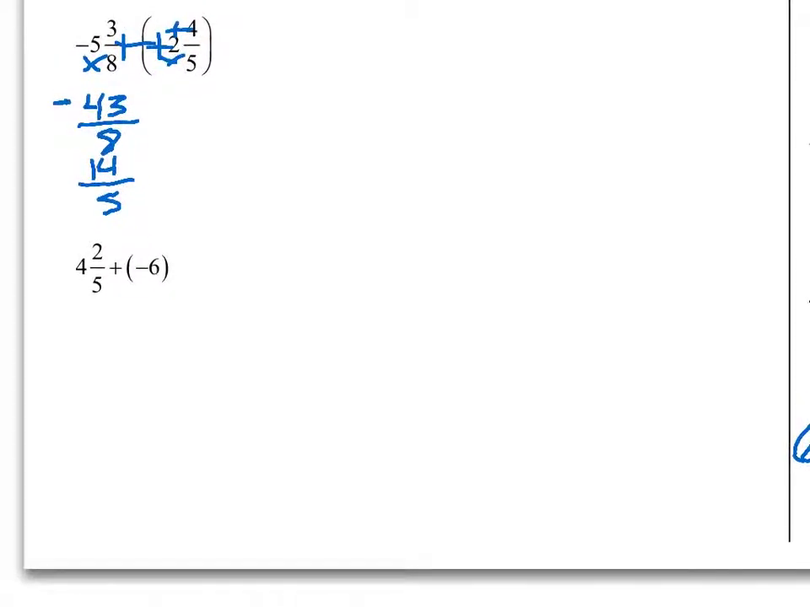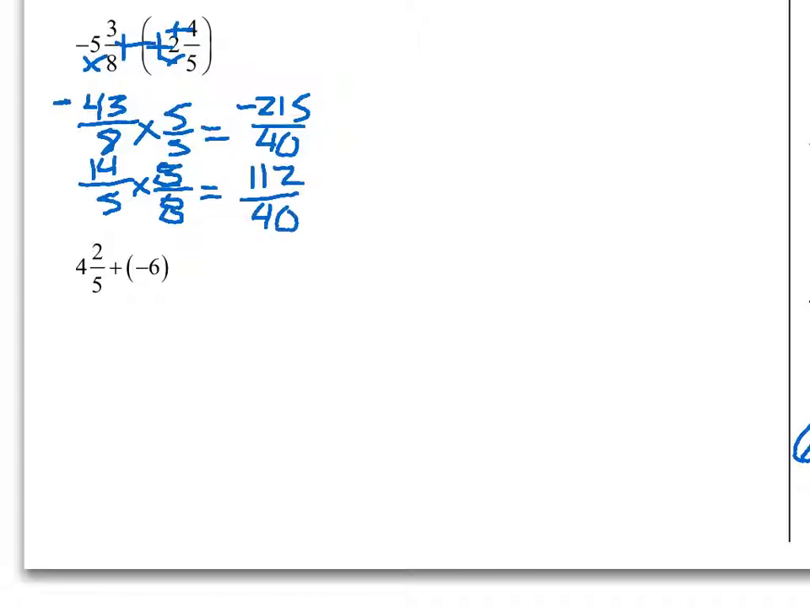All right. And so we wanted our common denominators. The common denominator here is going to be 40, so I'm going to multiply by 5 over 5 here. That's just a multiplication of 1. That gives me negative 215 over 40. Multiply here by 8 over 8. And then it's going to give me 112 over 40.